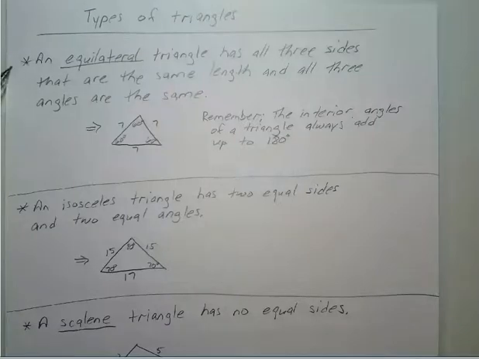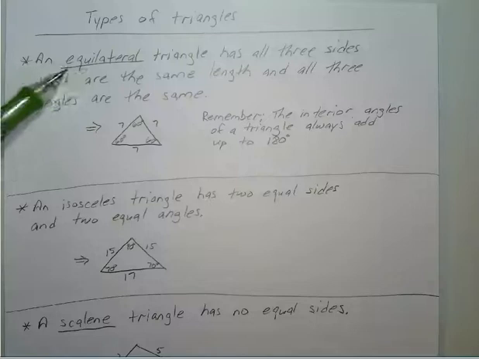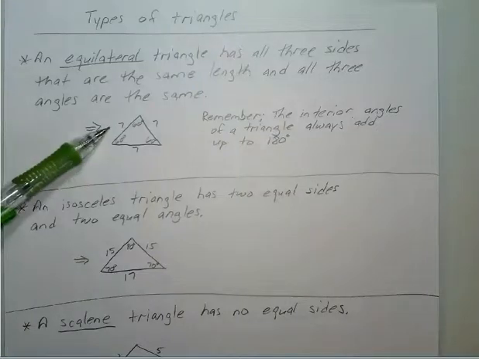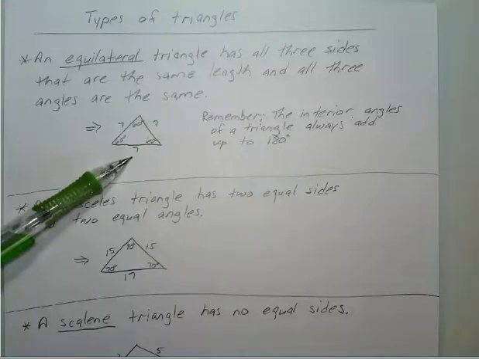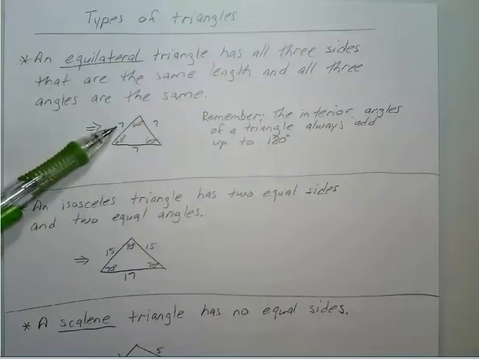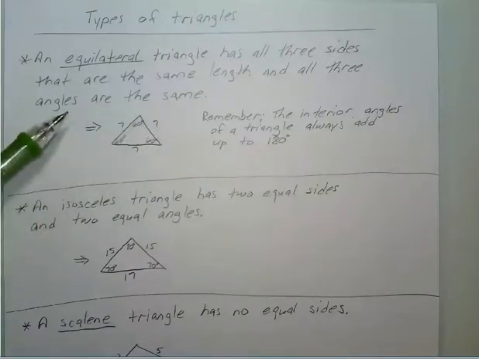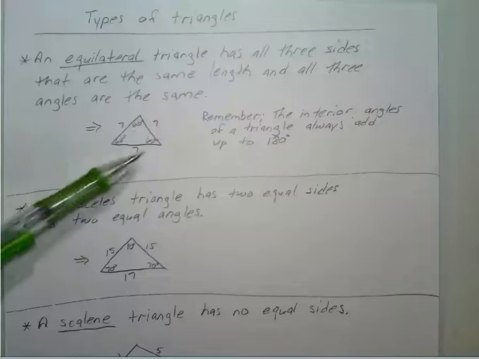The equilateral triangle, if you look at the word, equal is in it. The spelling is a little different, but equal is in it, so you know all three sides are the same length and all three angles are exactly the same. It doesn't matter what length the sides are. Each side could be a length of 7, 12, or 50. It doesn't matter.